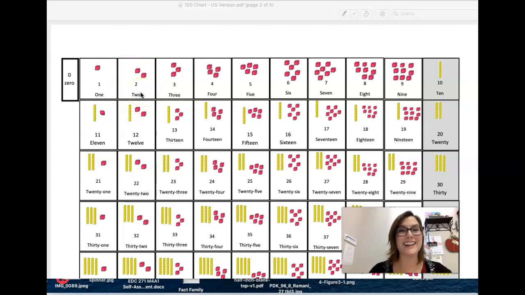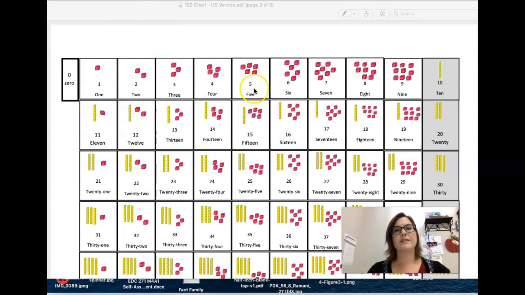Very exciting to see. Well, let's look at a different number and see if the neighbor before it is 1 less, if the neighbor after it is 1 more, and if the neighbor below it is 10 more. We'll see if that's true throughout our chart. Now, our number 2 does not have a neighbor above it or on top of it.